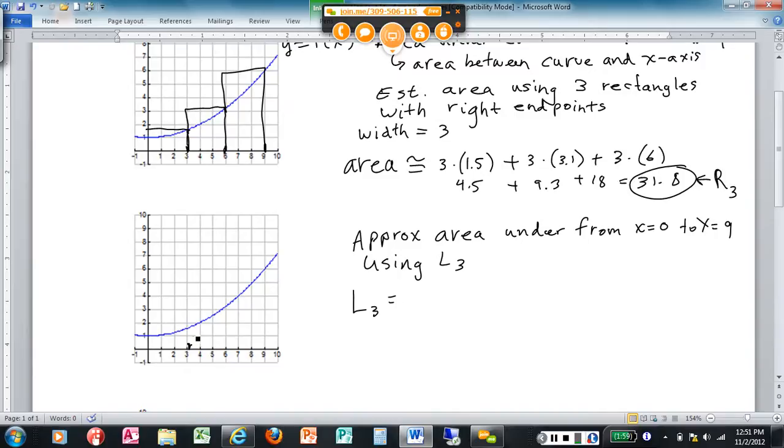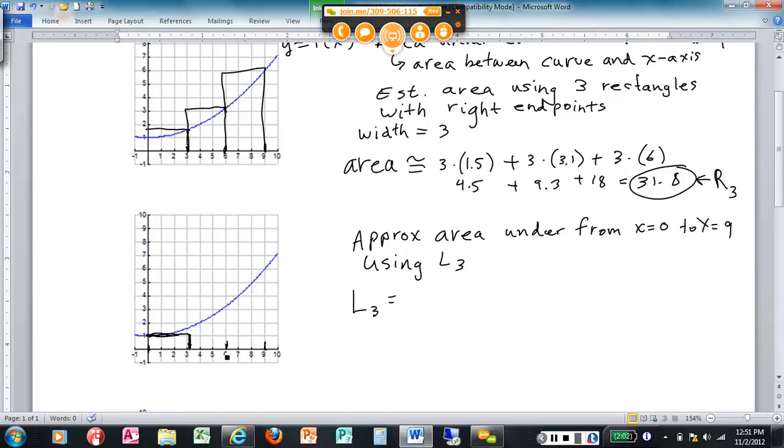Sub-intervals, then we're going to go by 3s here, 3, 6, 9. However, my heights, I'm not going to come to the right-hand endpoint of each sub-interval. I'm going to start here at the left-hand endpoint. So you see here, this first one, the left-hand endpoint of that sub-interval is right here, which is right at 1, isn't it?